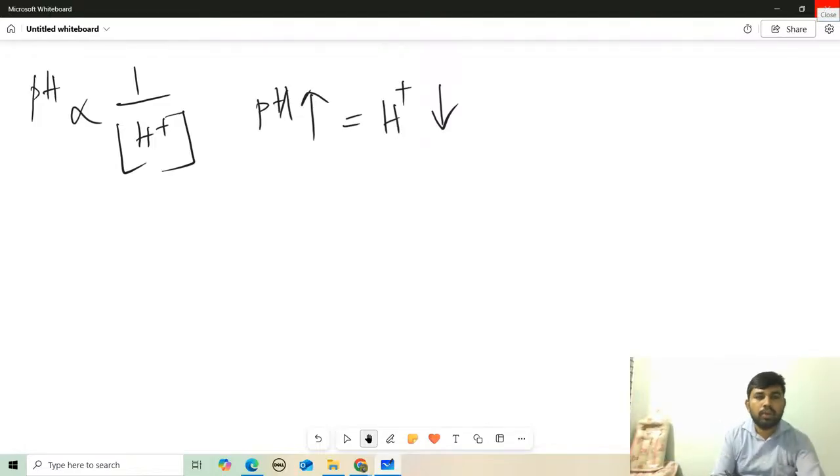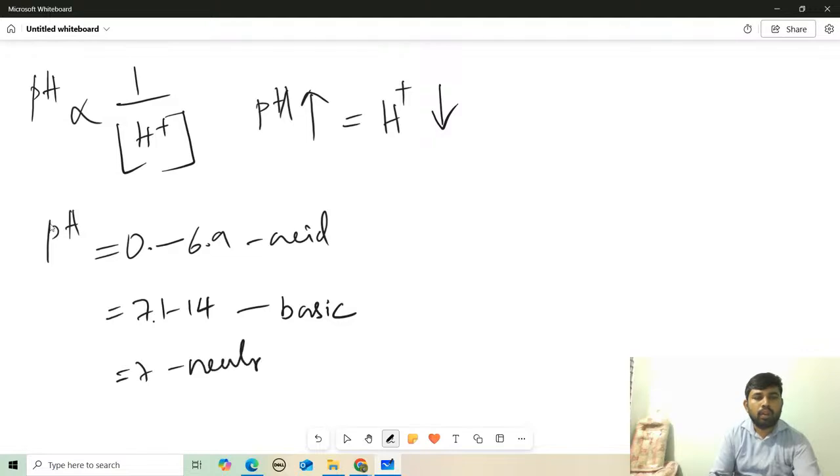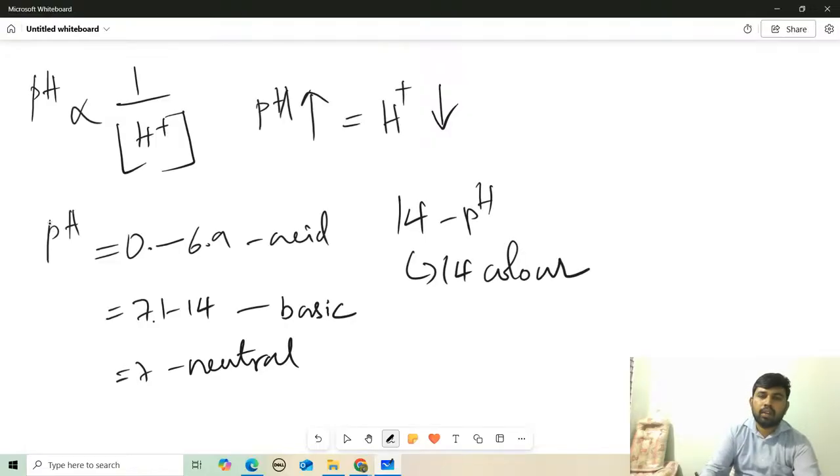Now just remember, pH 0 to 6.9 we can say is acidic. Similarly, 7.1 to 14 we can say is basic, and exactly 7 means it will be neutral. Let's remember here one more thing: 14 pH values are there, so 14 colors for the 14 values. You can see here, they have given it.